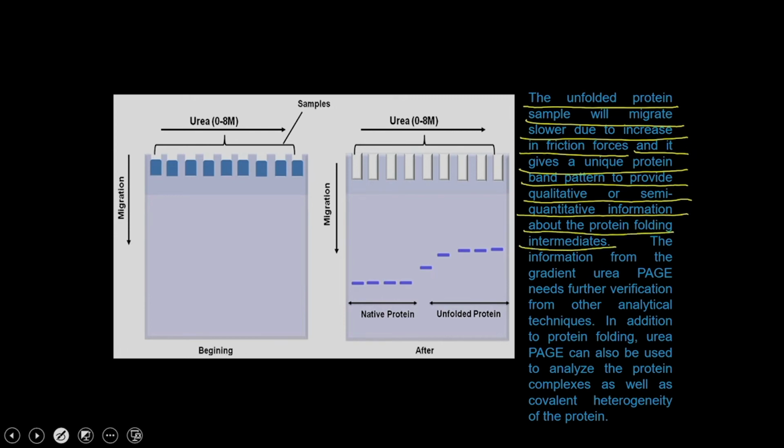When the proteins are loaded into these wells and you allow them to migrate, while they are running, they are actually getting exposed to different concentrations of urea. So, you can imagine that up to 4 molar urea, the protein is still maintaining a native structure. That is why its migration is very fast, but as the protein moves towards 5, 6 and higher concentrations of urea, the protein starts unfolding.